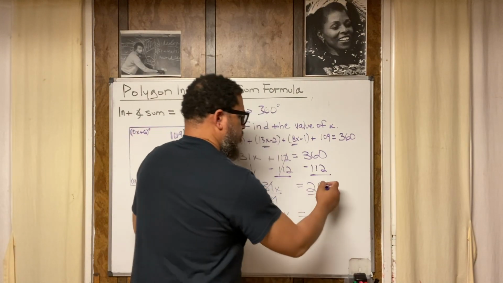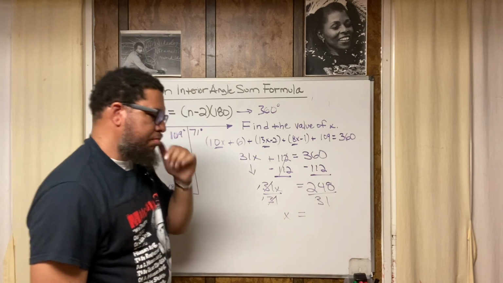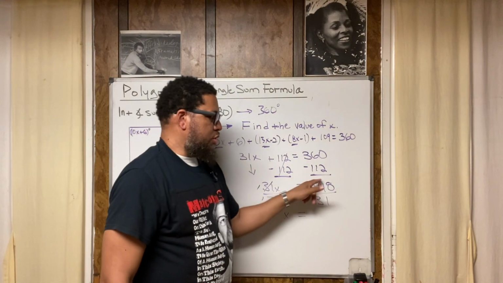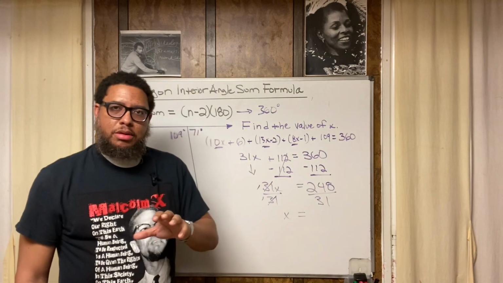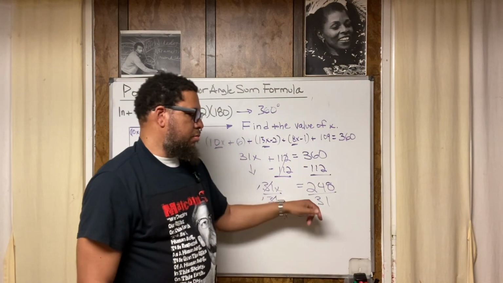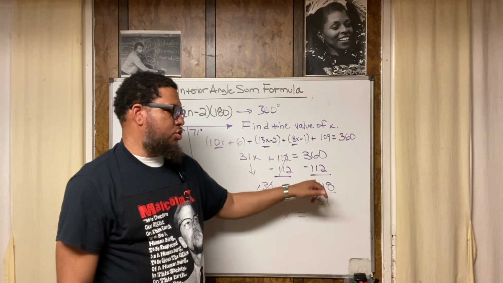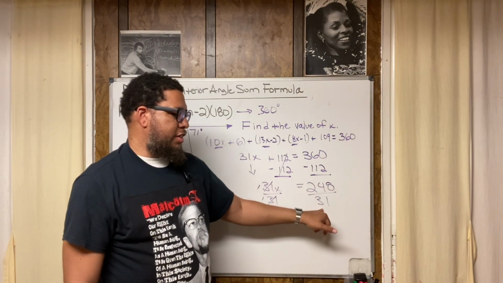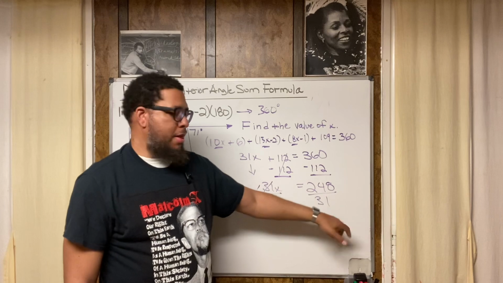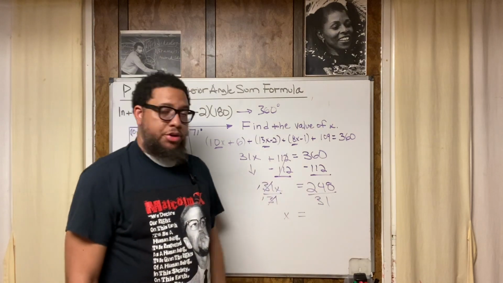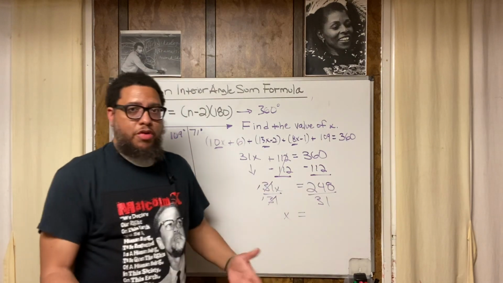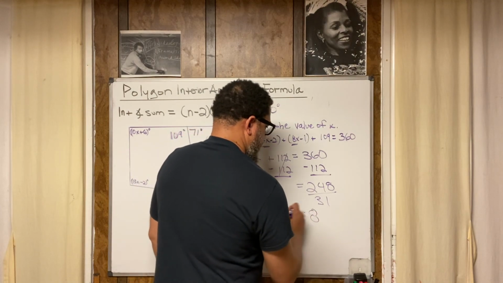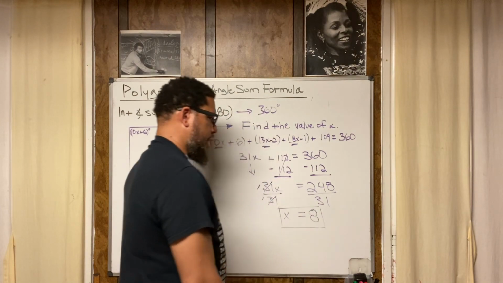And then over here, 248 divided by 31. Check this out. Partial quotients method. If I broke this 248 up into 240 and 8, and then I said, well, I know that 30 times 8 is 240. And what's 1 times 8? 8. 240 plus 8 is the same thing as 30 times 8 plus 1 times 8. So therefore, 248 divided by 31 is 8. Or you can just grab a calculator. So x equals 8. That's our answer.